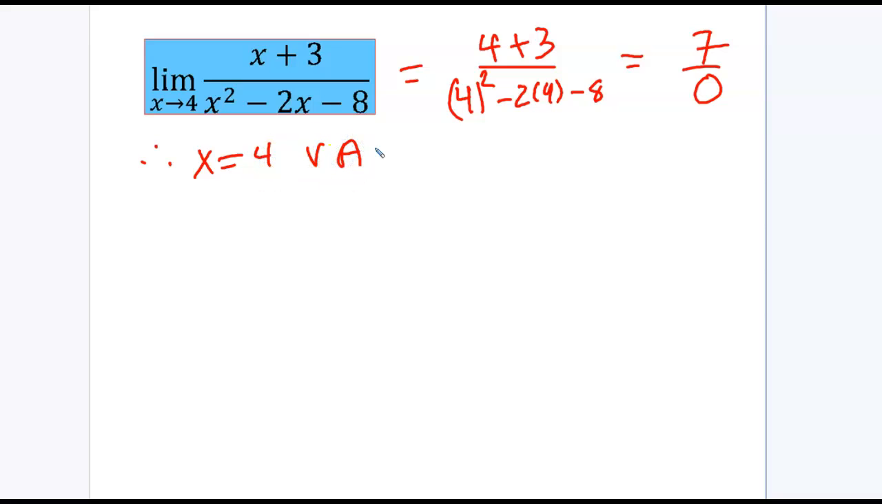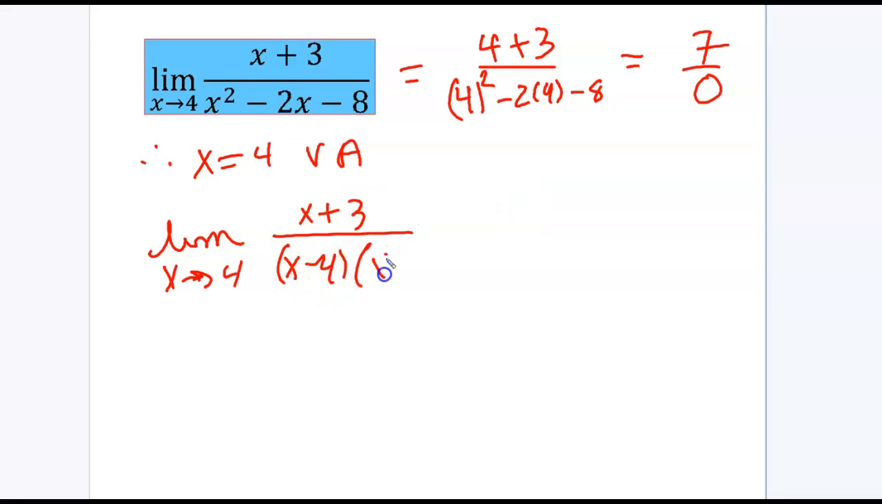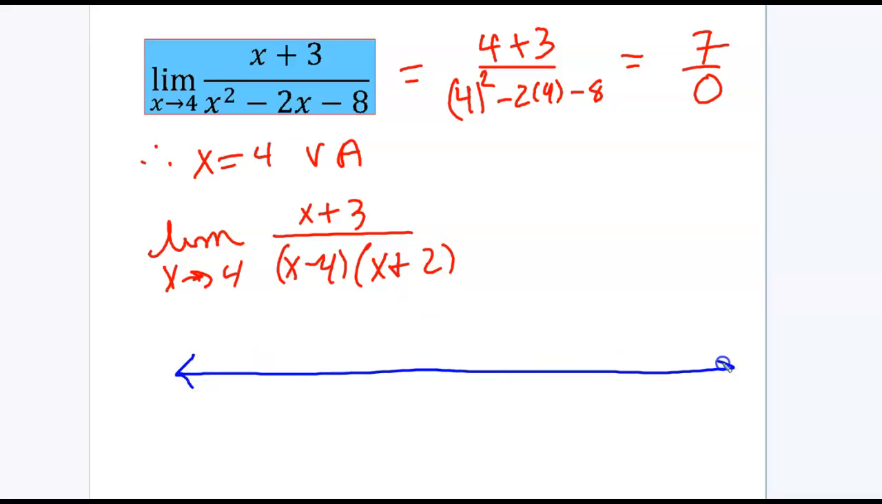So I have to go to my sign chart. But before I go to my sign chart, I'm going to factor the denominator, because the denominator factors into x minus 4 and x plus 2. So on my number line, I'm going to have -2, which makes this factor 0, so it's undefined. 4 makes this factor 0, so it's undefined. And -3 makes the numerator 0.